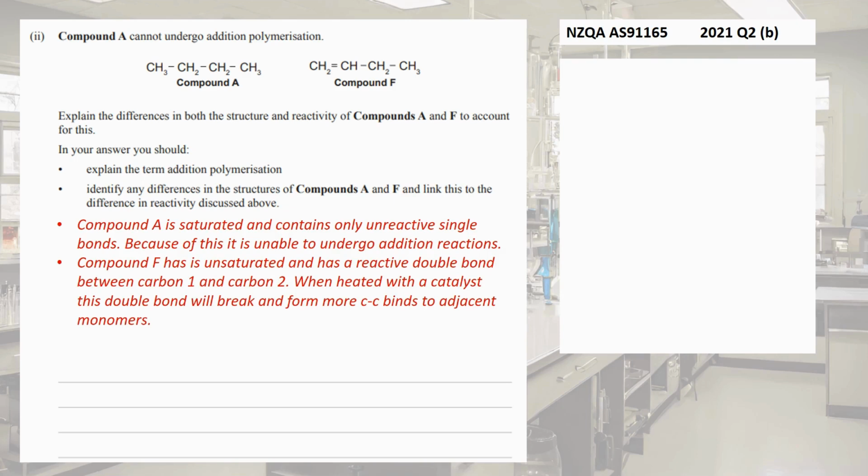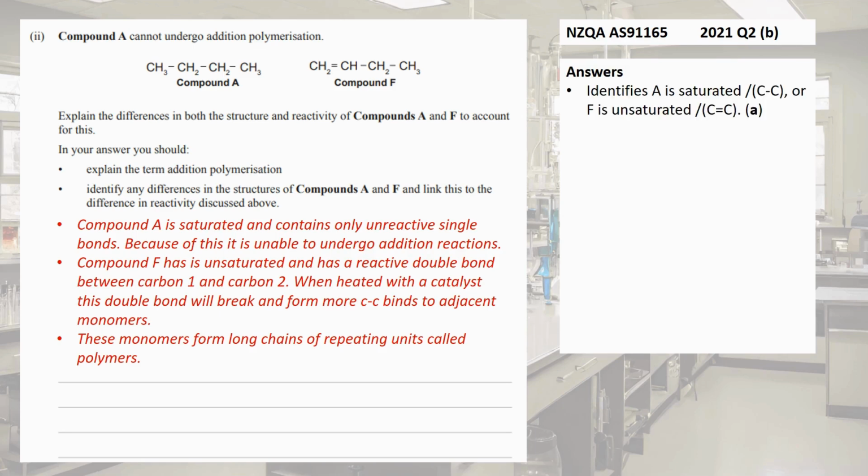Okay, so we're going to say these monomers form long chains of repeating units called polymers. So I kind of covered all of the parts here. If we mentioned that A was saturated or had only single bonds, or F was unsaturated and had double bonds, we get an achieved point. If we link the saturation to the reactivity, then we get up to the merit grade.